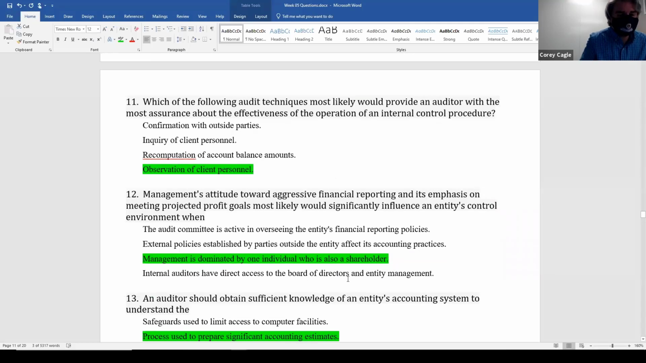11, which of the following techniques would most likely provide us with the most assurance about the effectiveness of internal control? A and C, we wouldn't do at all. Observation is better than inquiry, is the point of this one, I think. So that's a good one to jot down and take with you. Not that you wouldn't know that. Asking something is not nearly as strong as actually observing it, right?